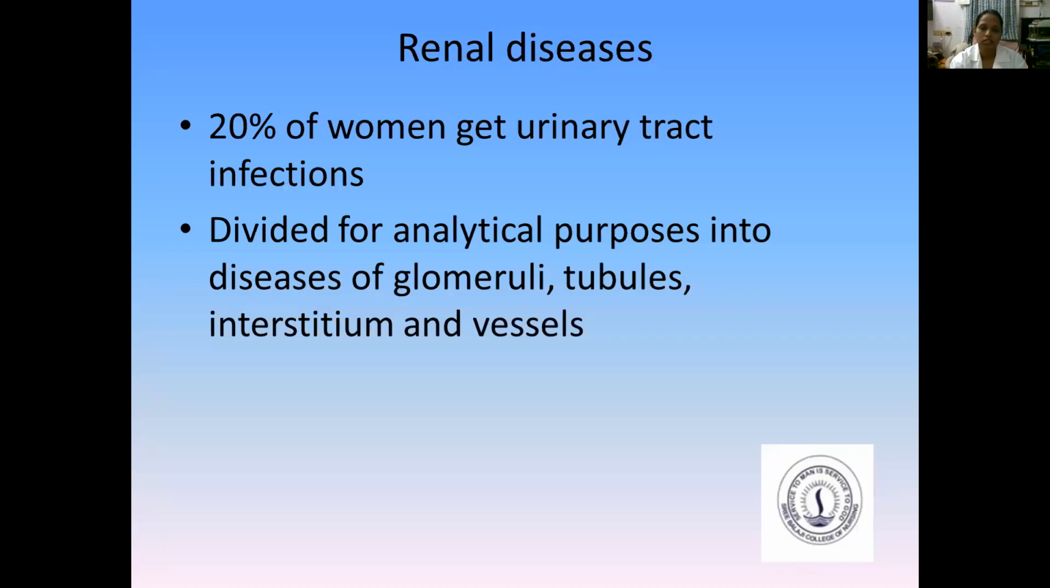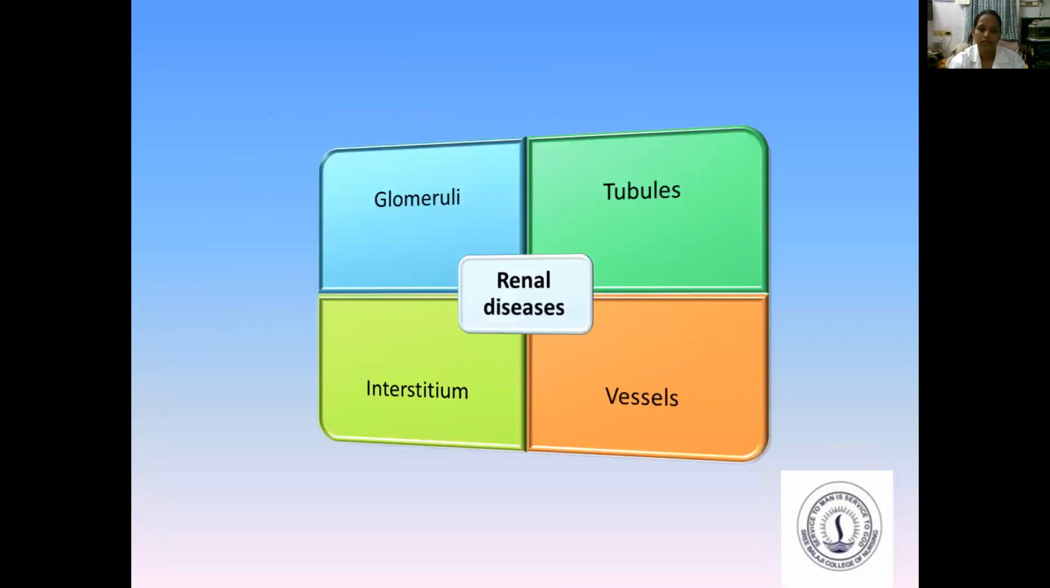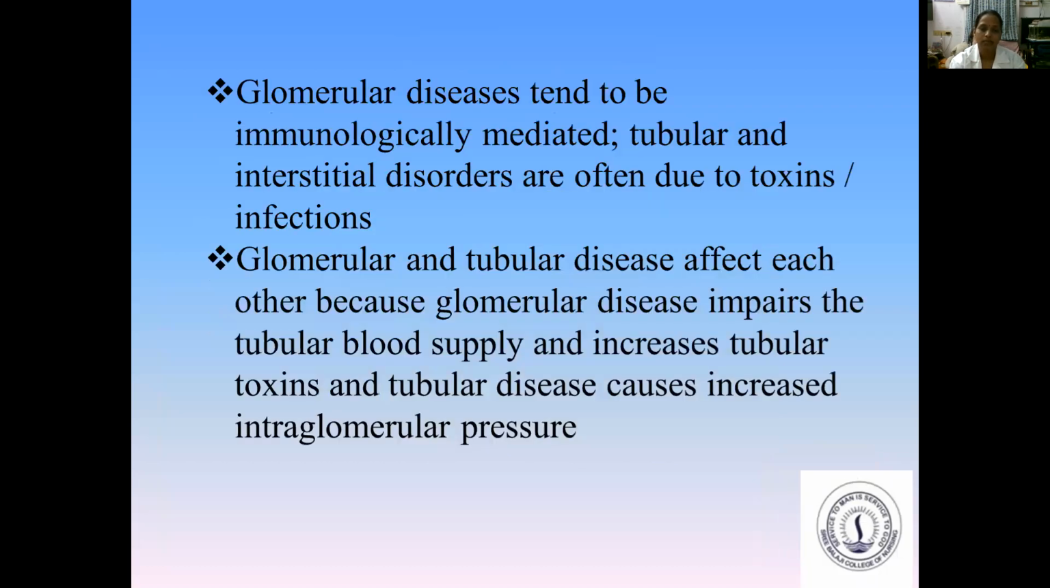So moving on to the disease, that is renal disease. So 20% of the women get urinary tract infection. The renal diseases are divided for analytical purpose. It is divided into diseases of the glomeruli and diseases of the tubules, interstitium, and vessels. So renal disease are classified into 4 major classifications: diseases of the glomeruli, diseases of the tubules, diseases of the interstitium, and diseases of the vessels.